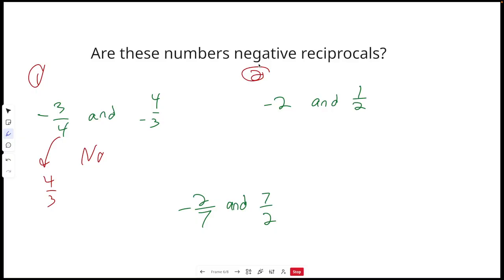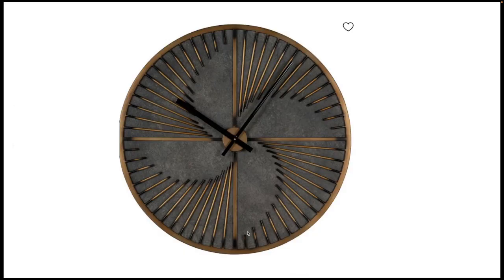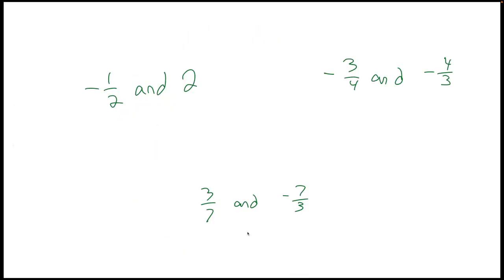For number 2, if I put this over 1 and then I flip it and opposite it, these are negative reciprocals. And for number 3, flip it and opposite it, yes, these are negative reciprocals. Okay, that means it's time for you to try these 3 problems. Go ahead and pause the video while I give you a moment to work on these.